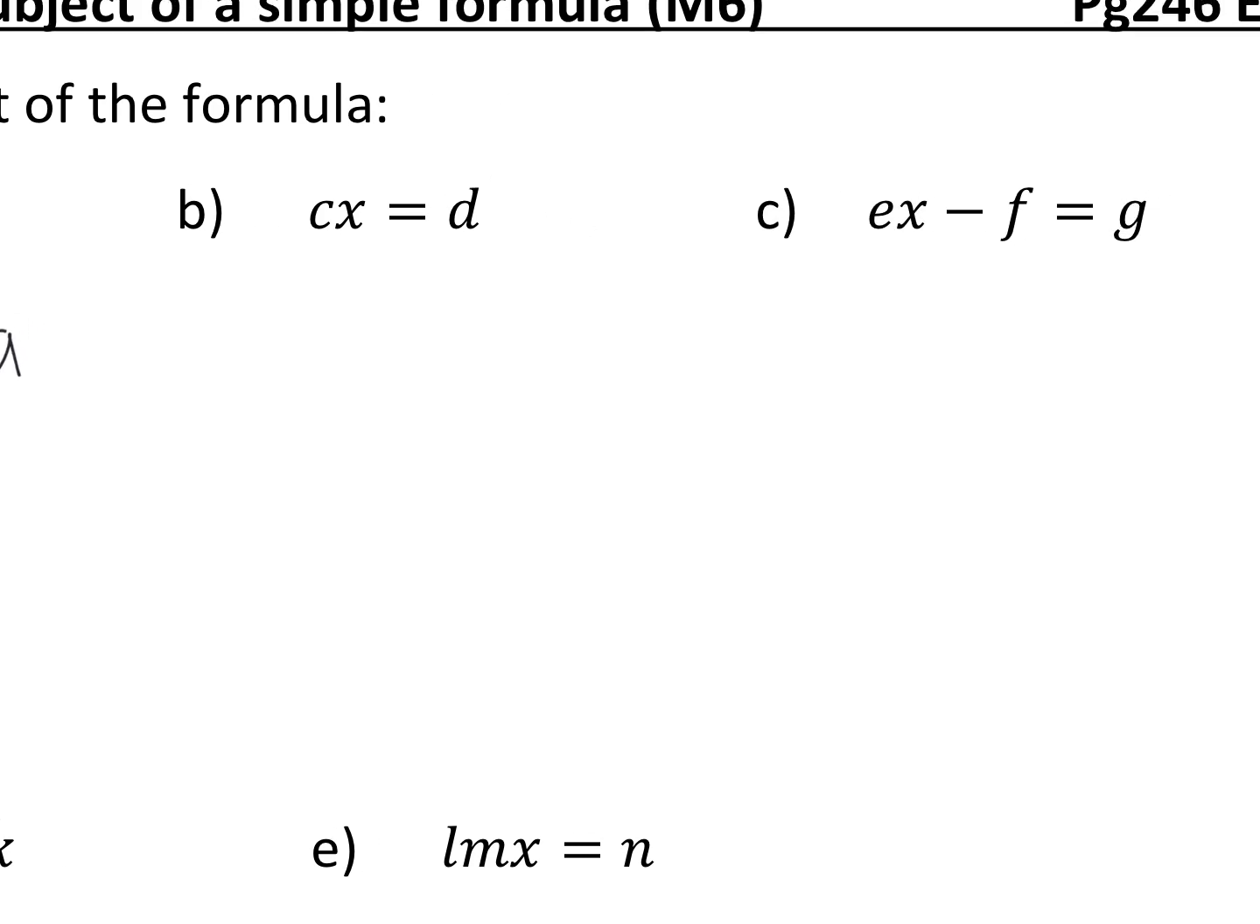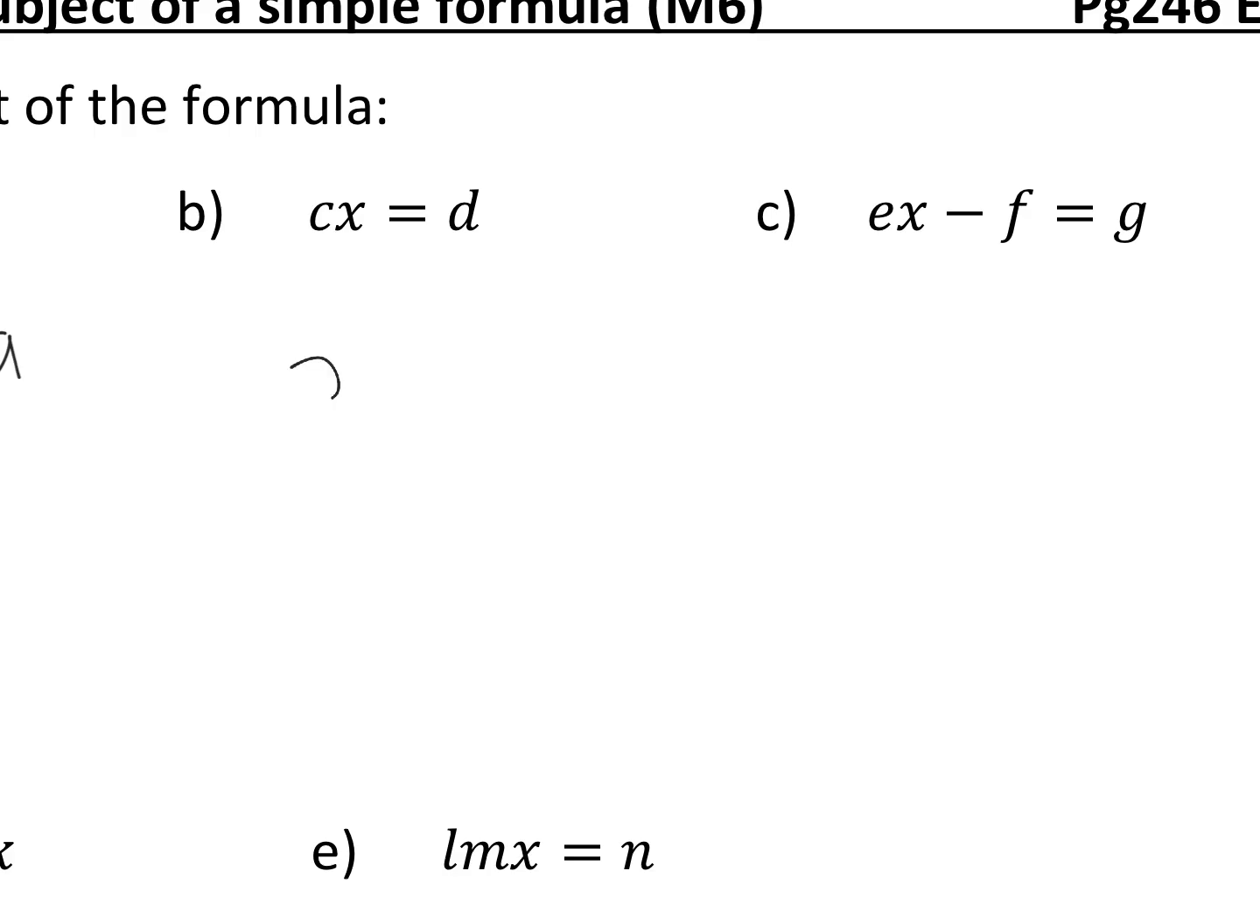Part B, we've got x multiplied by c to give cx, and that is equal to d. So if x is multiplied by c, to get it on its own, what you'd need to do is divide both sides by that c. So the d is divided by c, and the best way to write that is d over c. Like so. So x equals d over c.